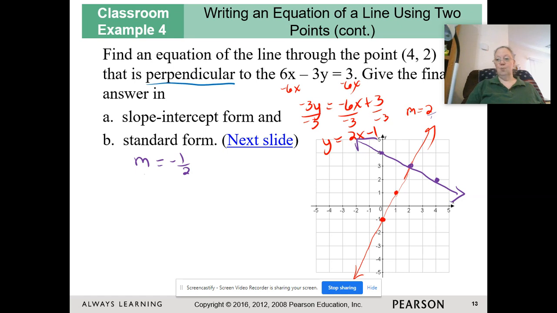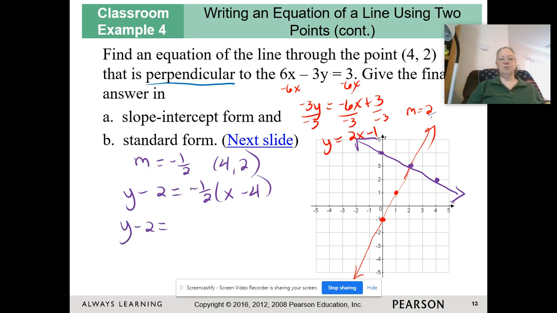So we've got our slope. It's the negative reciprocal of the perpendicular line's slope, and our point is (4, 2). So we're going to use point-slope form. y minus 2 is equal to -1/2 (x minus 4). So y minus our y value, equals m, times x minus our x value. We want it in slope-intercept form and standard form.